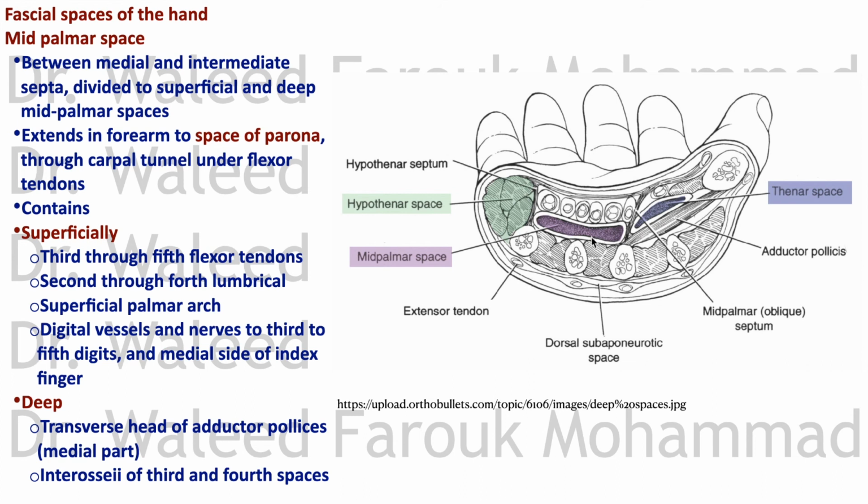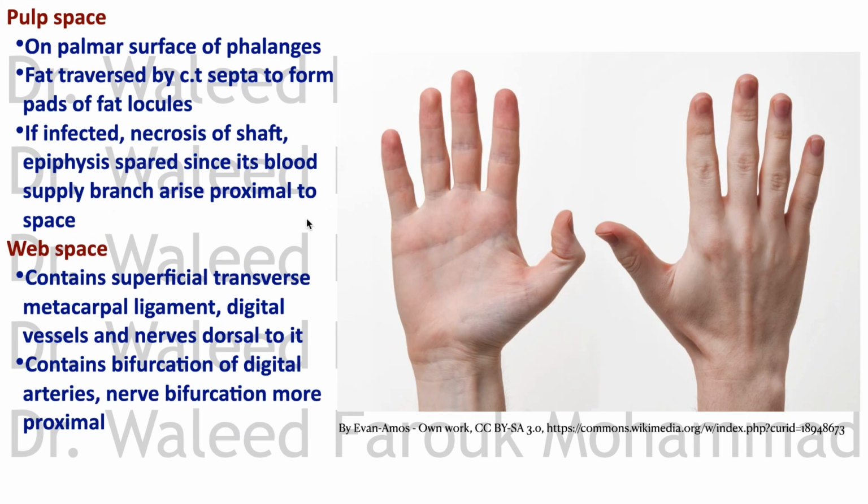Why do we study the spaces? Because they are planes for infections. Last thing about the fascia and osteology of the hand, the pulp space and web space. This is the pulp of fingers. There are ligaments that traverse the pad of fat against the phalanges to turn it into multiple fat loculi, so it's fat under pressure. That's why anything that stings here hurts, because the area is under pressure.